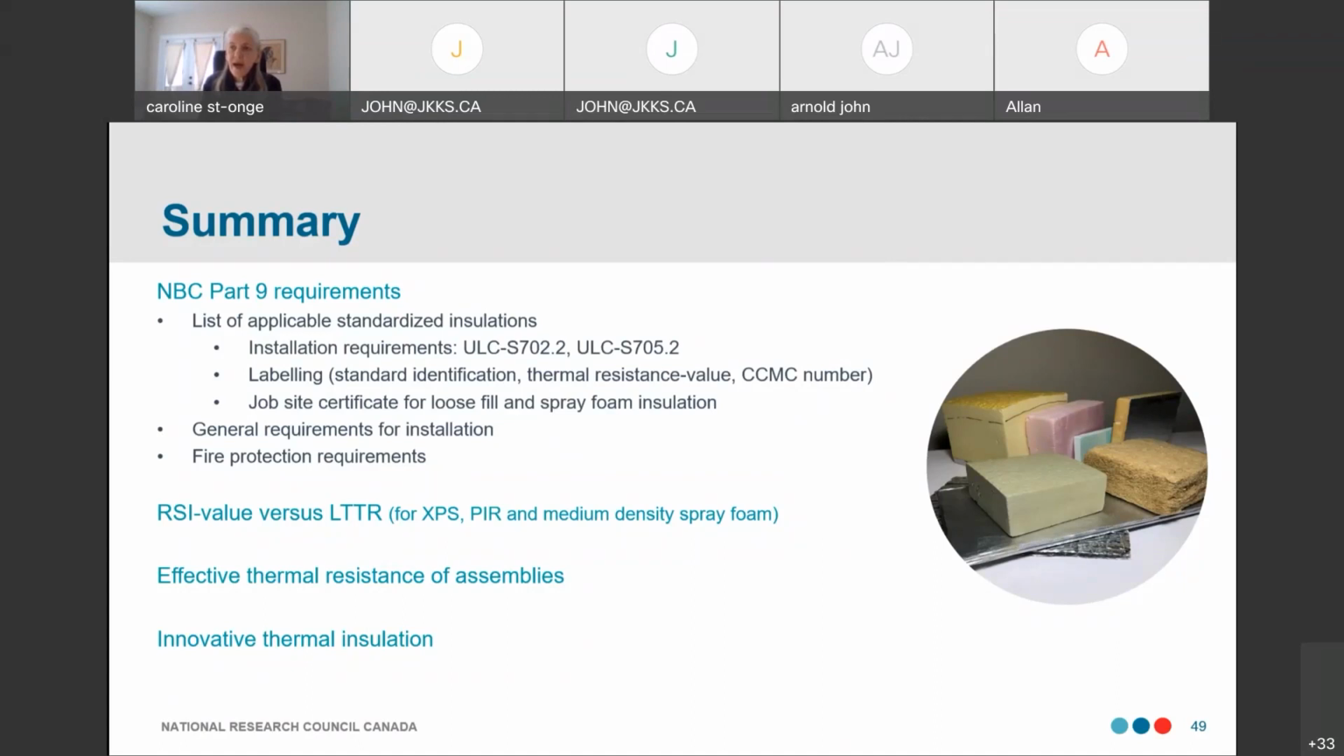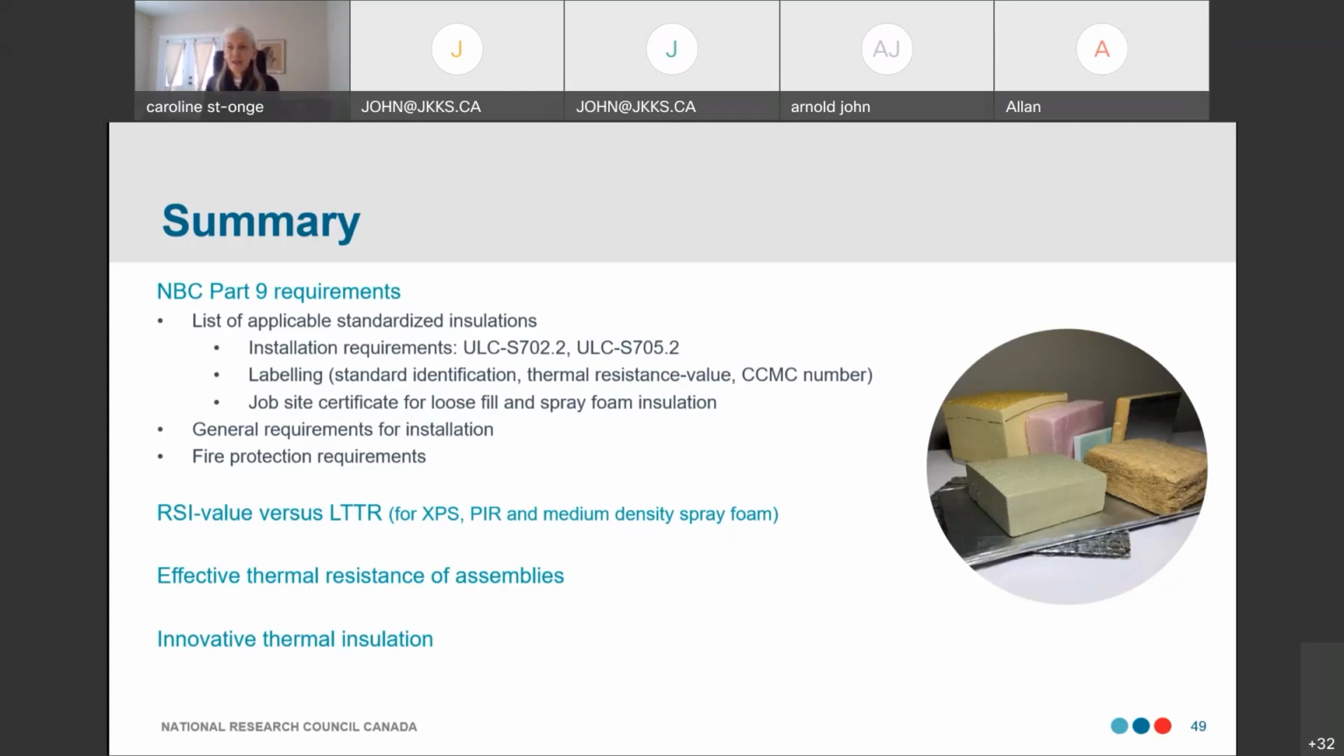I am going to highlight again the difference between RSI value and LTTR, which means long-term thermal resistance. Long-term thermal resistance is the proper thermal resistance value to use for design in Canada when a foam plastic includes a captive blowing agent, such as XPS, PIR, and medium density spray foam. Also, we looked at the effective thermal resistance of assemblies. So it's good to understand how these calculations are done.